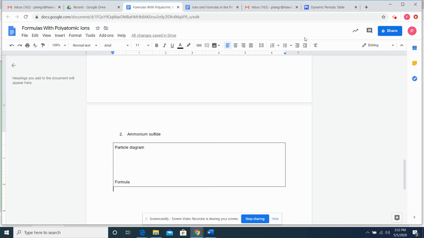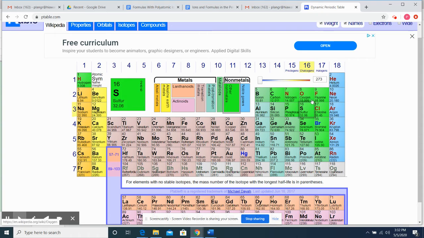We also have sulfide. And so if we were to look in our periodic table, we will find that sulfur or sulfide is right here. That's got a -2 charge because it's in group 16. So you need to know that.